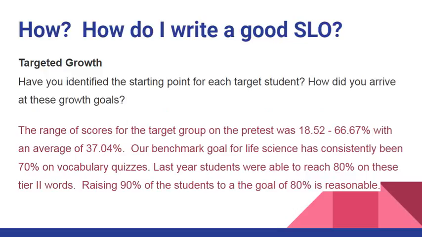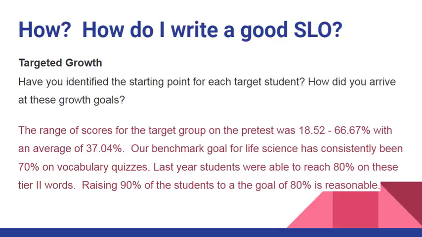So how do I write a good SLO when it comes to targeted growth? As I mentioned, I want to take them from that 37.04% up to an 80% this year. Last year I aimed for 70%, which was our vocabulary benchmark score that we wanted for kids, and otherwise they had to retake. And the kids achieved that before the end of the school year, so I know that it's reasonable for me to bump it that little bit and go for 80 right off the bat.